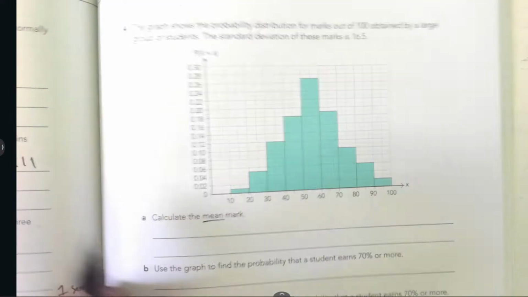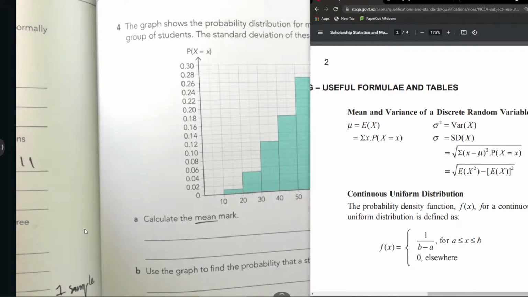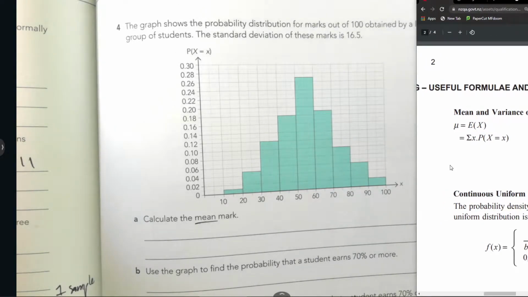Okay, so the first question is calculate the mean mark. On the formula sheet, you've actually got a formula for mean. The mean is mu, and it's equal to the expected value of x. An expected value can be found by doing this thing here. I guess we've got to get an understanding of this. This is actually a very poorly written formula, to be honest.